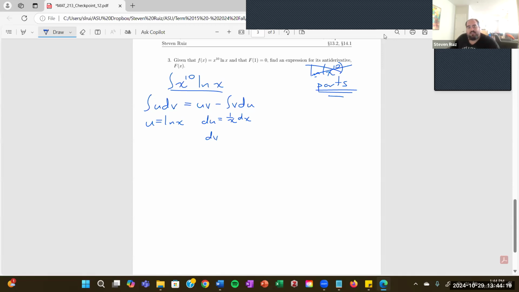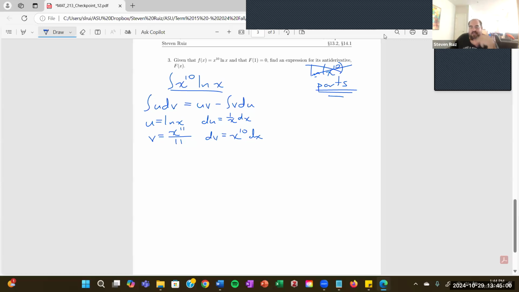Okay, so if I said that u was natural log of x, that means by default dv has to be x to the 10th dx. Has to be a dx term there. So now dv is the thing I have to integrate to get v. Now what is v? V will be equal to, how does the power rule for integrals work? I'm going to add 1 to the exponent, x to the 11, and divide by that exponent, 11.